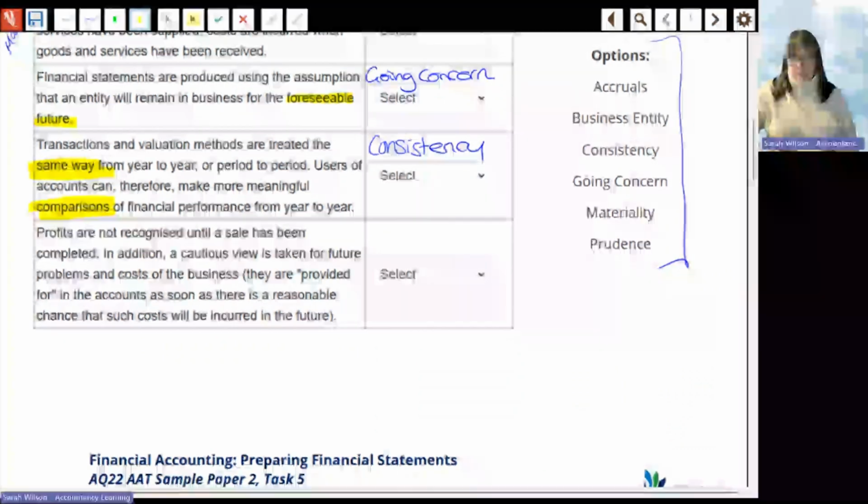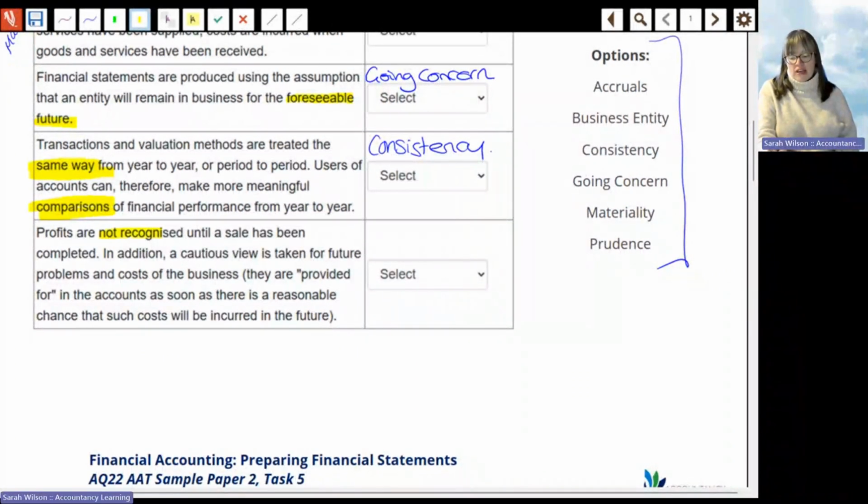And our last one here. Profits are not recognised until a sale has been completed. In addition, a cautious view is taken for future problems and costs of the business. They are provided for in the accounts as soon as there is a reasonable chance that such costs will be incurred in the future. So we're saying that we're not going to say we've made profit until the sale has been completed. We're having a cautious view for future problems, and costs of the business are provided for as soon as there is a reasonable chance that they will be incurred.